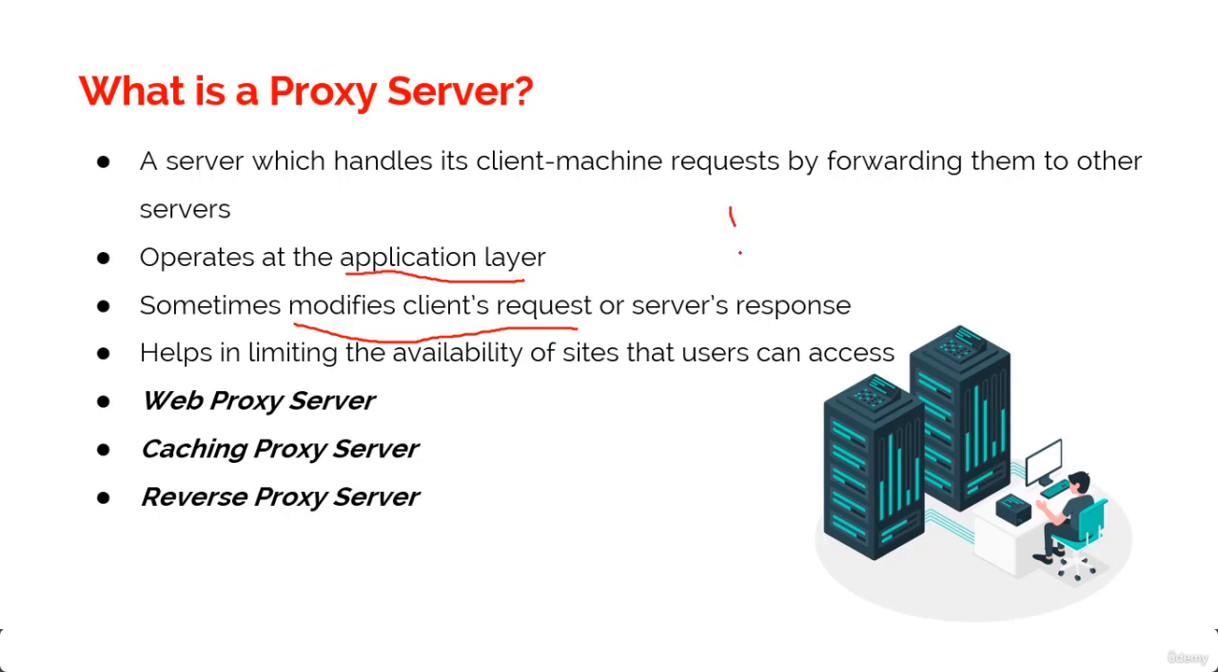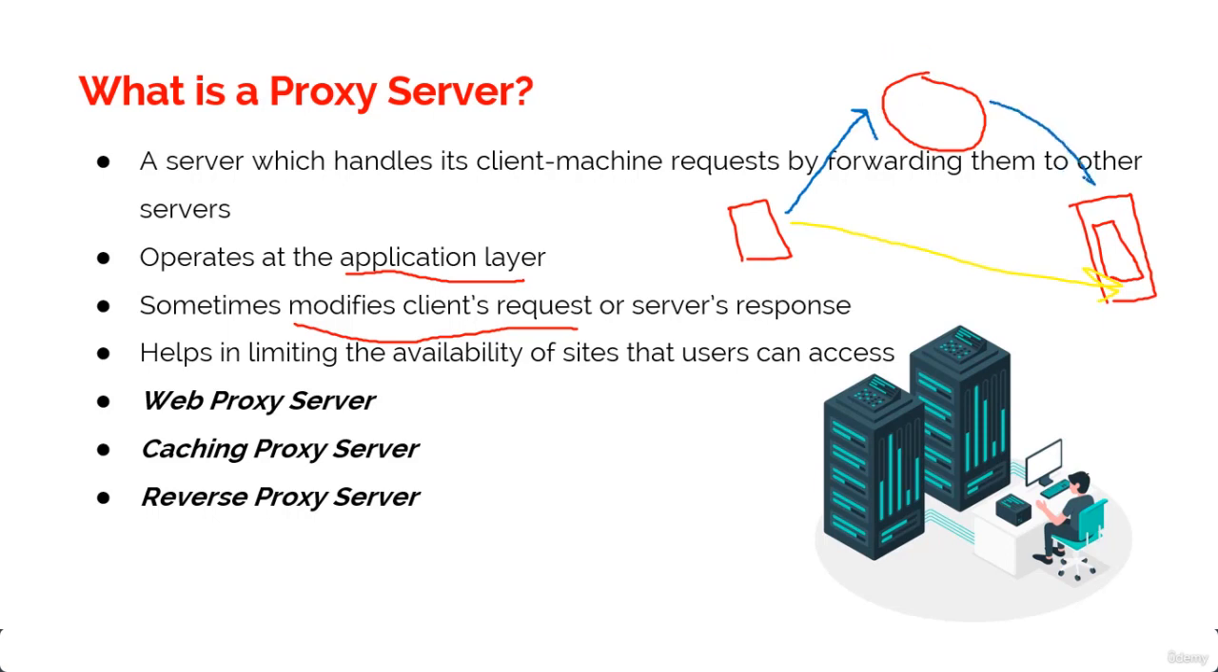For example, let's say this is your machine, this is the proxy server, and this is the server you want to communicate with. Instead of forwarding the request directly to the server, your machine using the proxy server first transfers the request to the proxy server, and then the proxy server transfers the request to the main server. So it acts as an in-between.